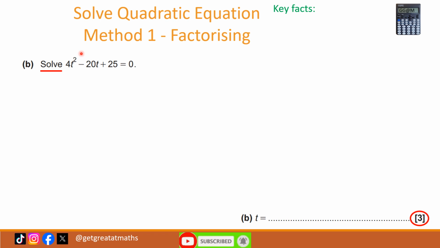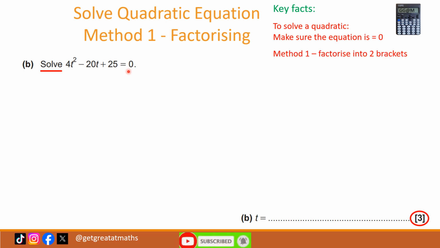And our key facts for this question, first of all, to solve any quadratic, we've got to make sure that our equation is equal to 0. And this equation here is equal to 0, so we have an equation equal to 0. Method 1, we're going to factorise into 2 brackets.